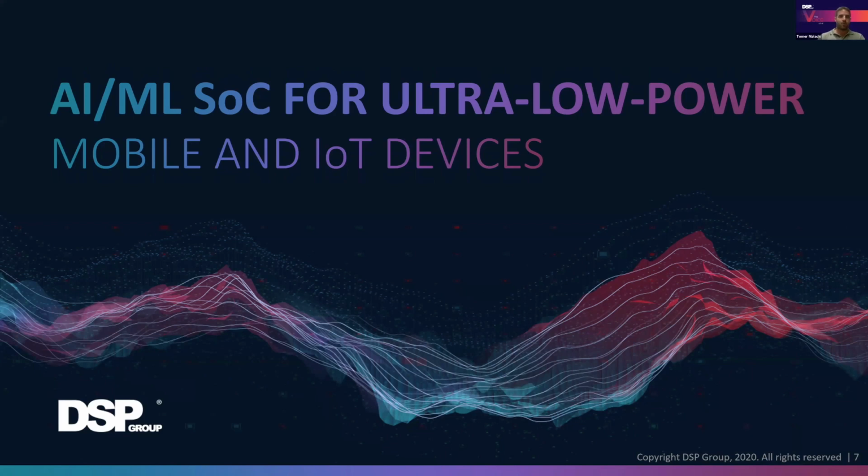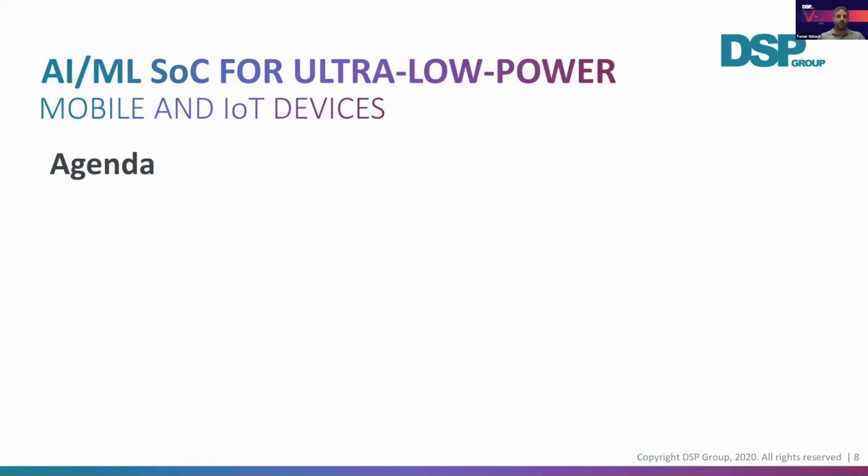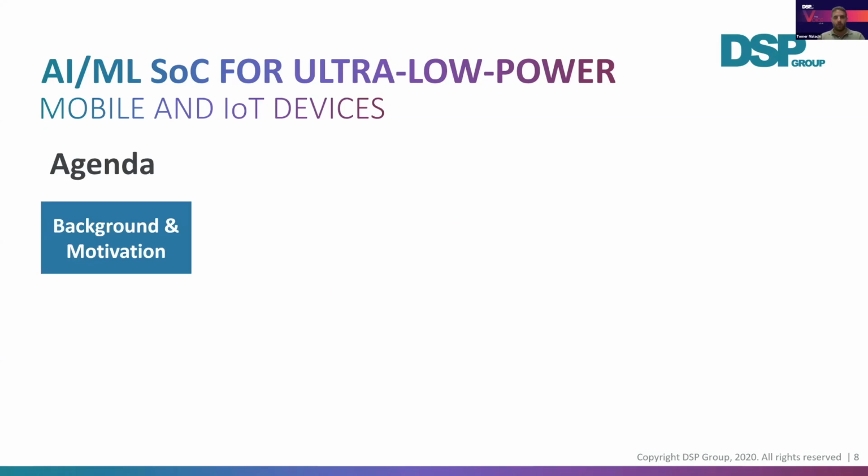So the agenda for today's talk is the following. I will start with a background and motivation for using deep neural networks (DNN) on edge devices, and then we will continue to talk about the cost and the challenges that deep neural networks pose when we want to deploy them on remote devices.